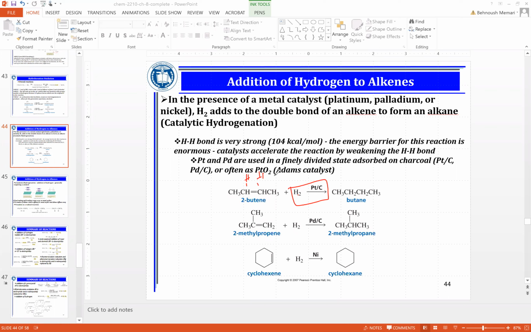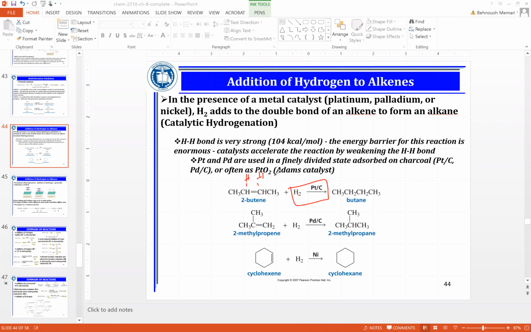Is this Markovnikov or anti-Markovnikov? Or neither? Markovnikov, anti-Markovnikov, or neither? Neither. Neither, because there is no nucleophile electrophile. Both of them are identical, so there is neither. And is this syn addition or anti-addition?